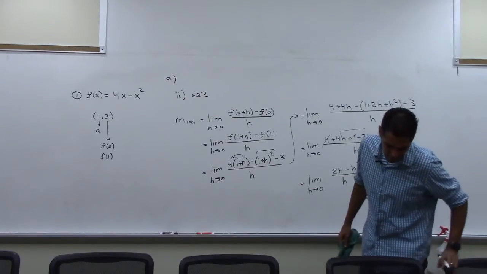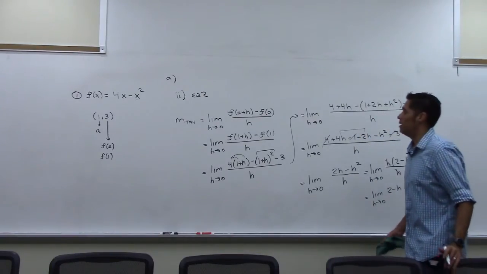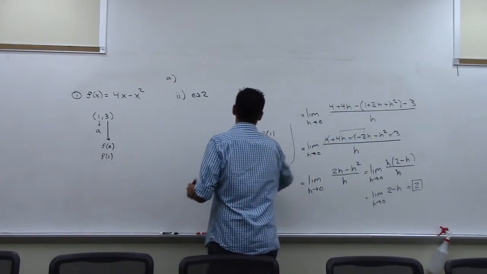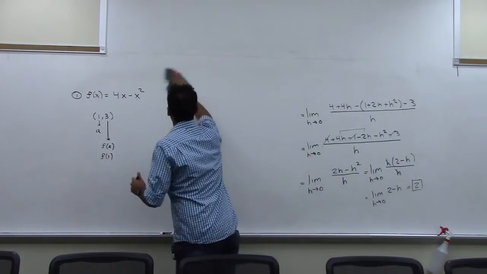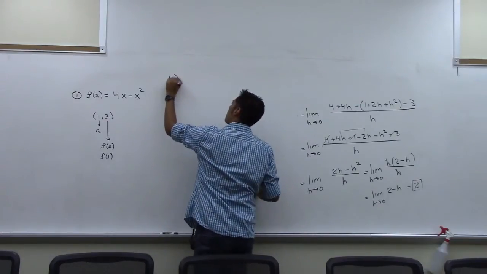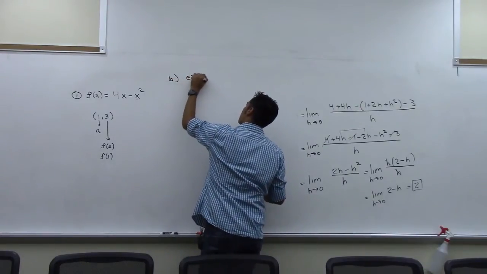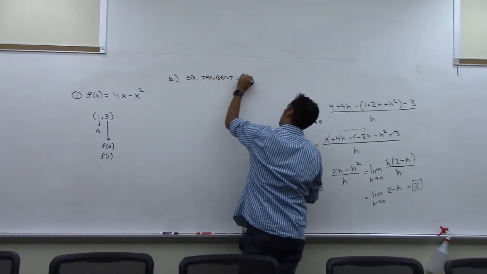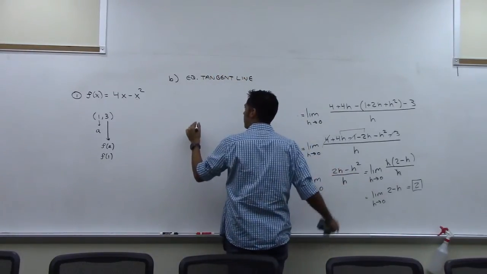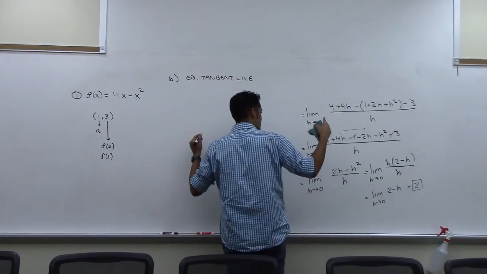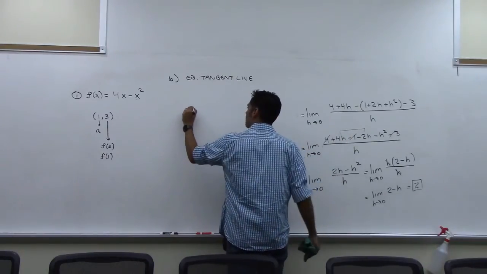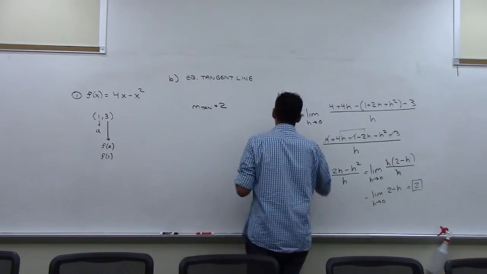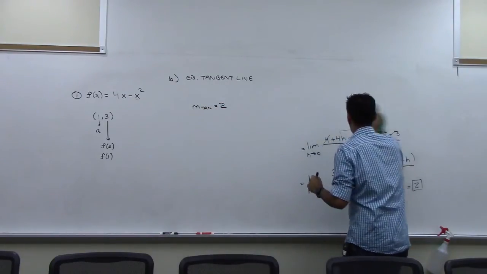Part B is find the equation of the tangent line from part A. So now what we need to do is use this information, part B, to find the equation of the tangent line. Remember, all we have found so far in part A, 1 and 2, both of them, 2 different ways of finding the same thing, we found that the slope of the tangent line was equal to 2. But we need the equation of the tangent line.